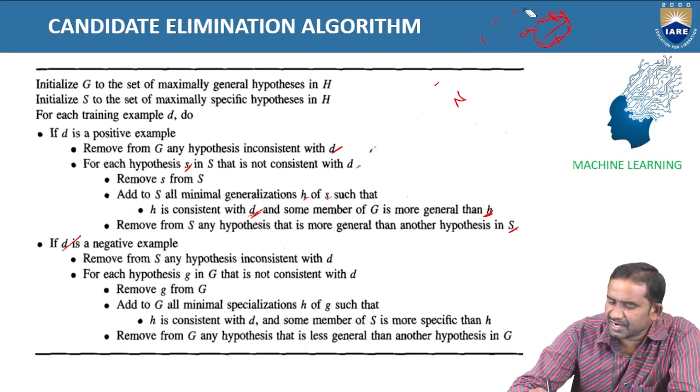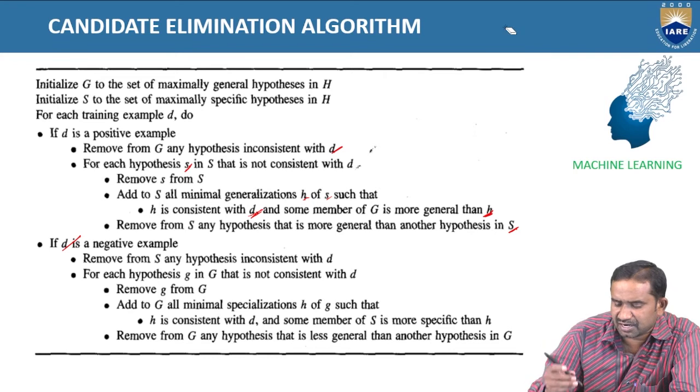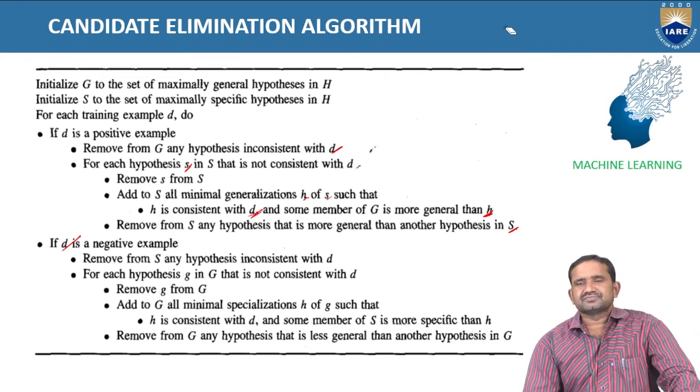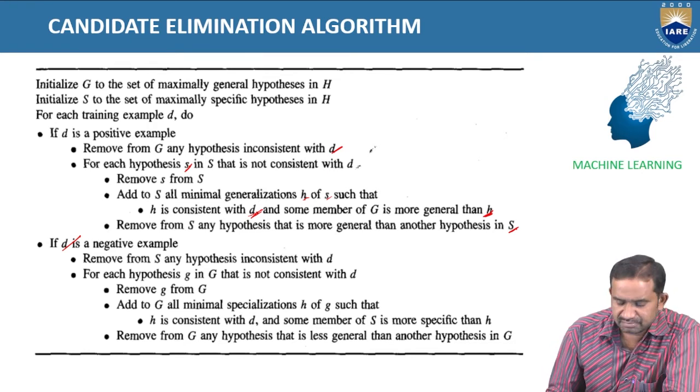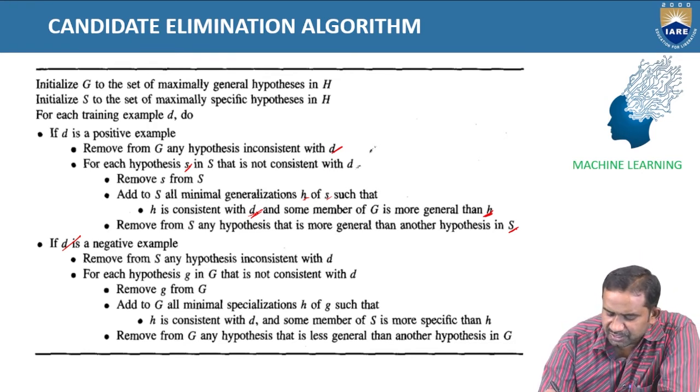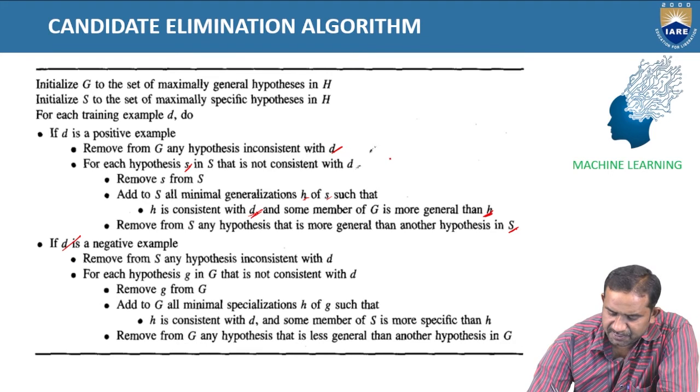How can we decide whether it is a negative example or a positive example? We already discussed the positive examples. How is it decided that it is a negative training example? For example, take the same hypothesis: the sky attribute as well as the humidity attribute.